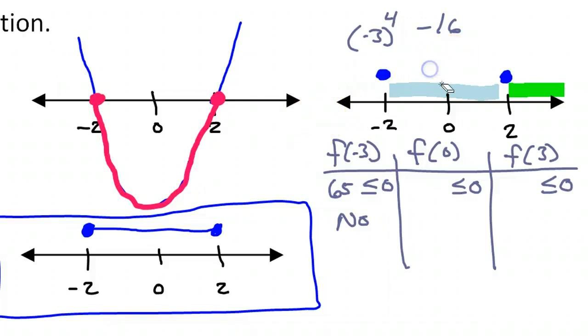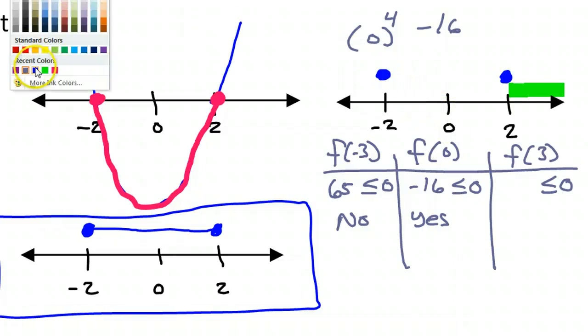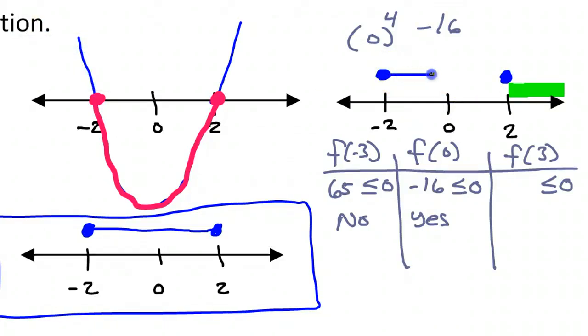Okay, so let me back that up. So now we could do 0. If I substitute 0 into the function, well, 0 to the 4th power is just 0, so that gives me -16. Is -16 less than or equal to 0? Yes, it is. So that tells me that these blue values here are solutions. And I will show that by drawing a segment here representing all the solutions between -2 and +2.